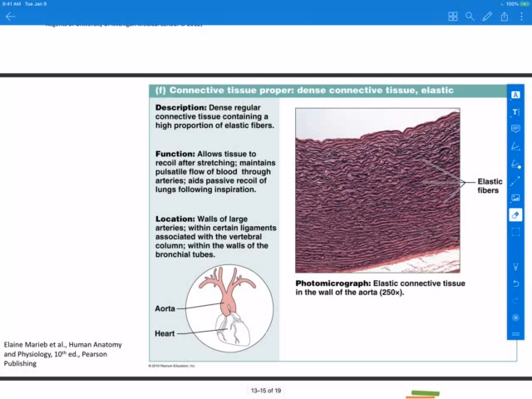So they're going to be found in any organ or tissue that's going to be stretched, such as in arteries. You can find this elastic, dense connective tissue in the aorta. The aorta receives blood from the left ventricle, and when it receives it, the aorta stretches out, and then as the blood pulses away the aorta contracts, just kind of like the heart does. So you can find this in the walls of large arteries, in ligaments that are associated with the vertebral column, which have to get stretched, and also in the walls of the airways that lead to the lungs, called the bronchial tubes.